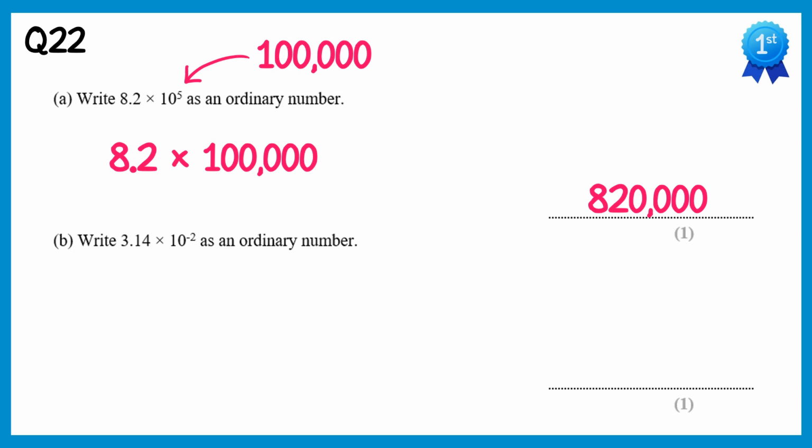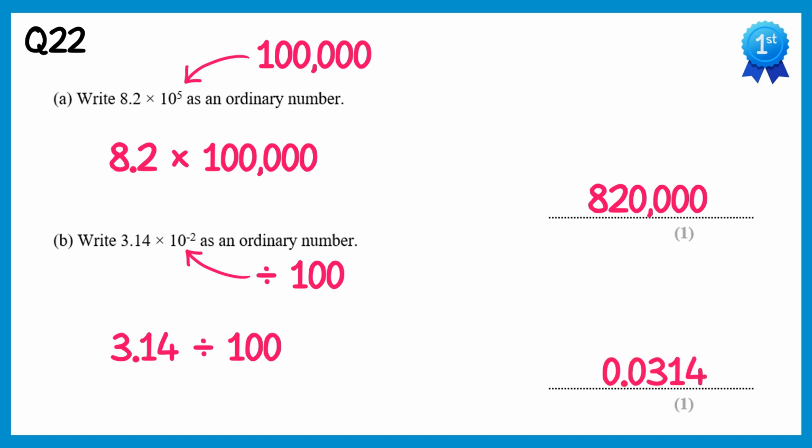For the second part, we're multiplying by 10 to the power negative 2. Now if you think about 10 to the power positive 2, that's 10 times 10, which is 100, but since it's a negative power, we're not going to multiply anymore, we're going to divide. So we're going to do 3.14 divide by 100. If you do 3.14 divided by 100, all of the digits in the 3.14 will move 2 spaces to the right, so you end up with 0.0314.